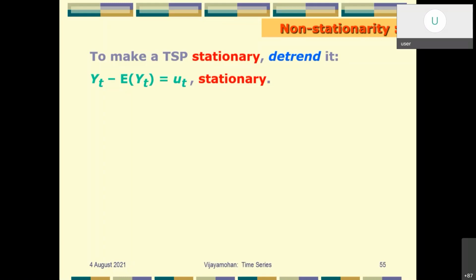For first difference or taking log? Taking the log, no, that will not detrend.